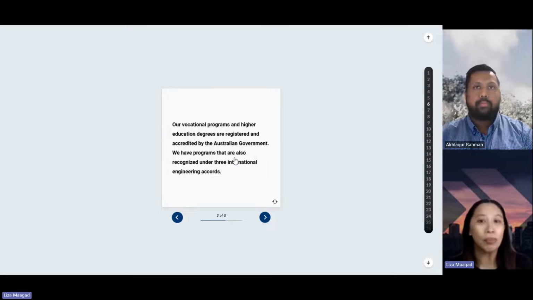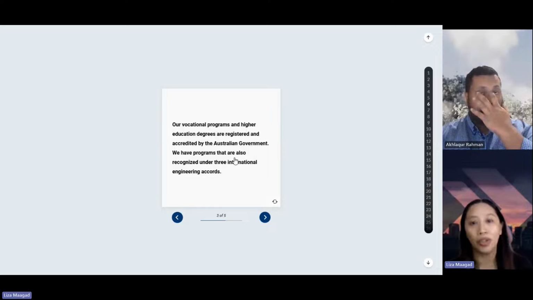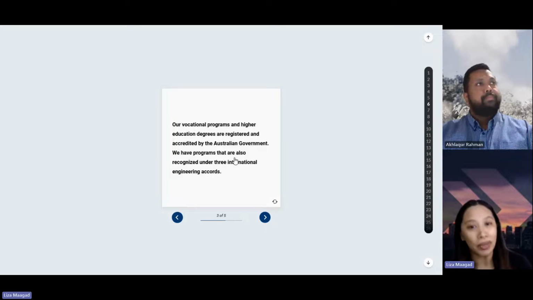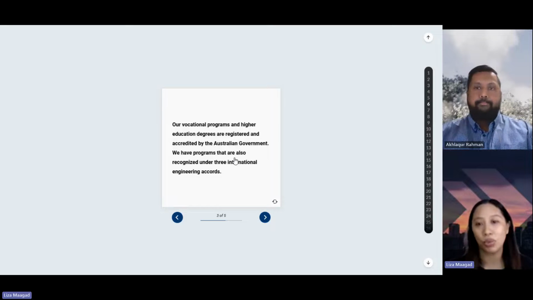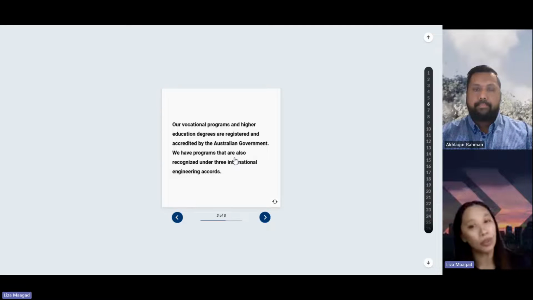Our programs are designed by industry experts, just like Dr. AK here, to ensure that you graduate with cutting-edge skills that are valued by employers. Our program content also remains current with rapidly changing technology and industry developments. We have vocational programs and higher education degrees, all registered and accredited by the Australian government. We also have programs recognized under the three international engineering accords by Engineers Australia: the Dublin Accord, Sydney Accord, and the Washington Accord.